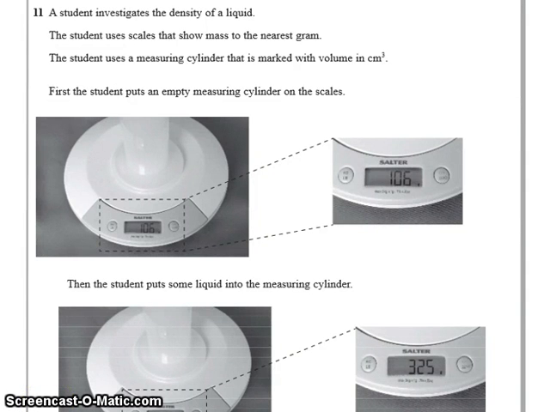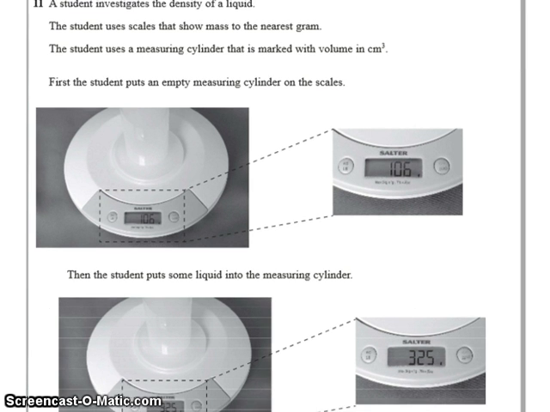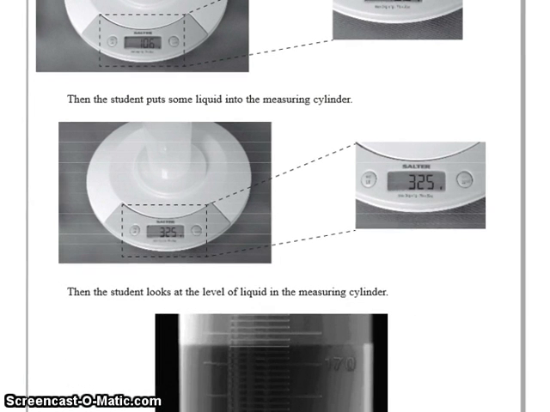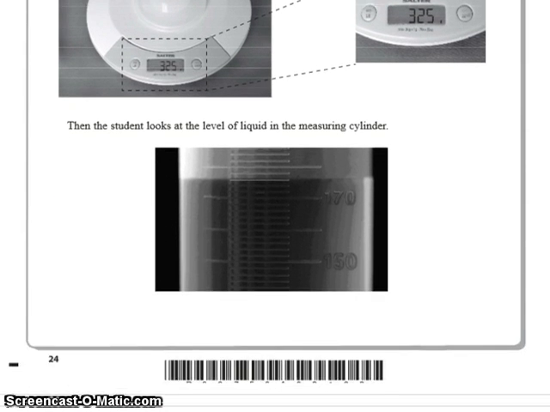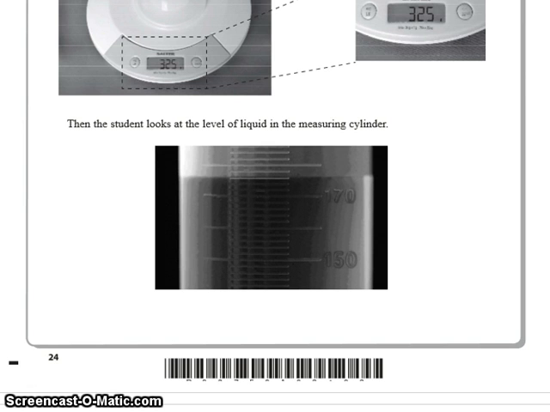Right, so this is question 11. A student is investigating the density of a liquid. The student uses scales that show the mass to the nearest gram, and the student uses a measuring cylinder that's marked with volume in centimeters cubed. First, the student puts an empty measuring cylinder on the scales. Then the student puts some liquid in the measuring cylinder, and for both of them it gives you the mass values. And then the student looks at the level of liquid in the measuring cylinder.